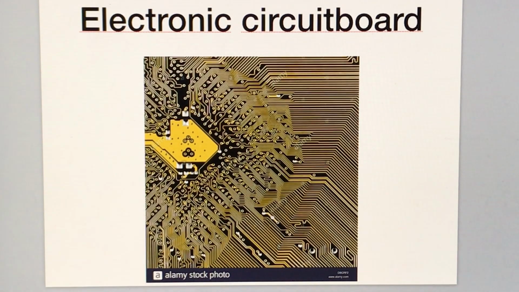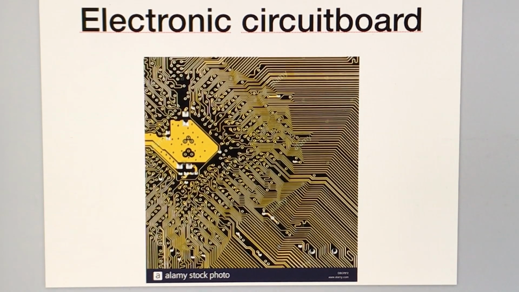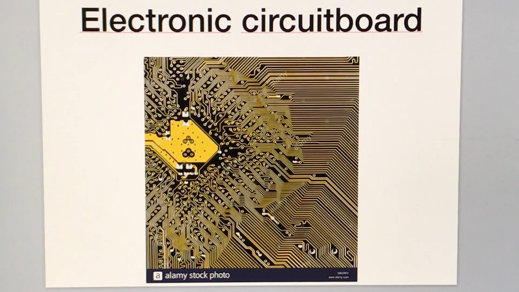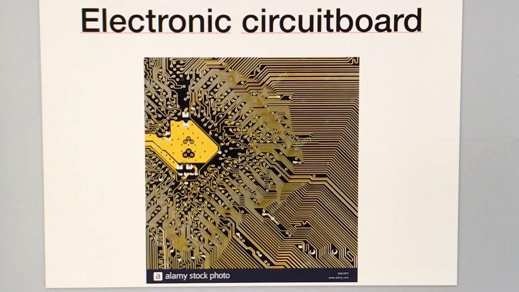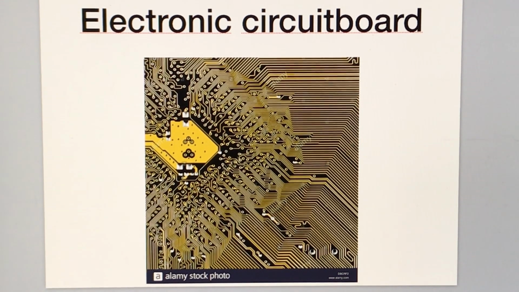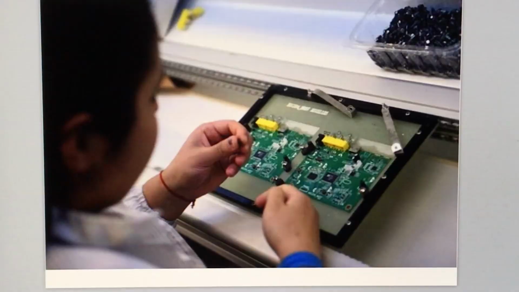There is a picture of an electronic circuit board using gold. As you can see, there are no components put in the board, but there are the holes or the ways or the roads the current will follow in order to connect one component to another.